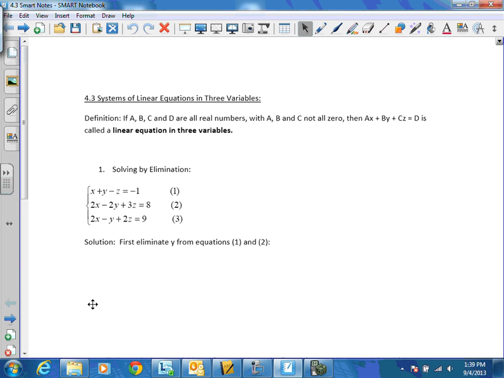All right. So, first thing I'm going to show you how to do. How many of you guys remember 3x3s? 3 unknowns, 3 equations. They're very tedious. So the first thing I want you to do is find the right answer.